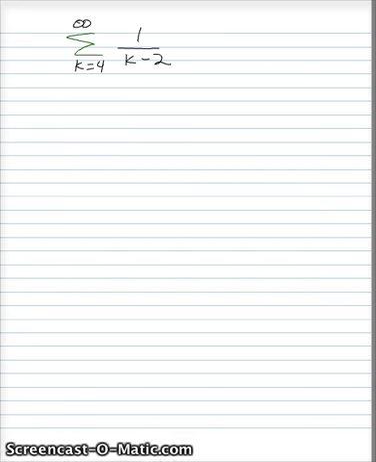Take a look at our next example. Sum as k goes from 4 to infinity of 1 over k minus 2, starting at 4 to avoid division by 0. Certainly k minus 2 is less than k. Everything's positive here. So by a similar kind of argument, 1 over k minus 2 is greater than 1 over k.